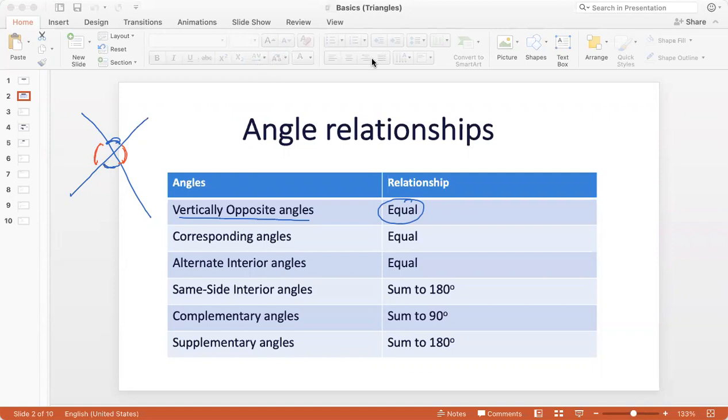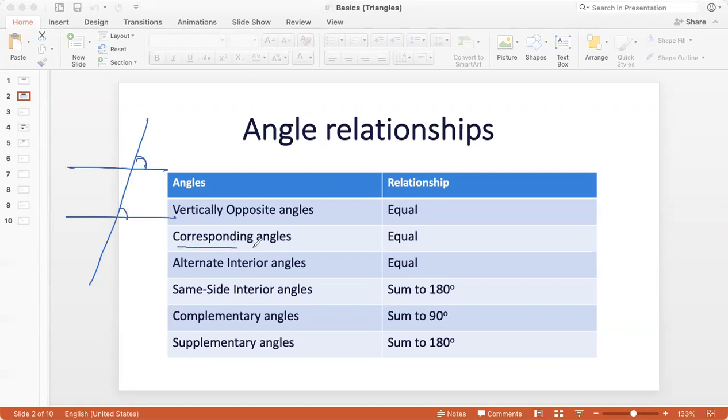Okay, what about corresponding, alternate interior and same side interior angles? What do they mean? Let's say I have a pair of parallel lines and I have a line that goes transverse through them. Then this angle and this angle, these are called corresponding angles, and they are always equal.